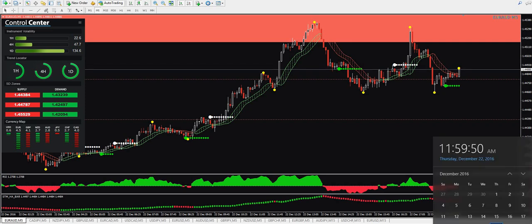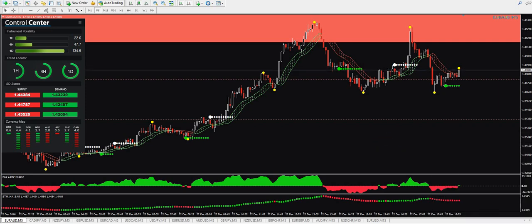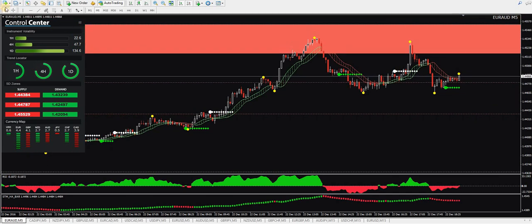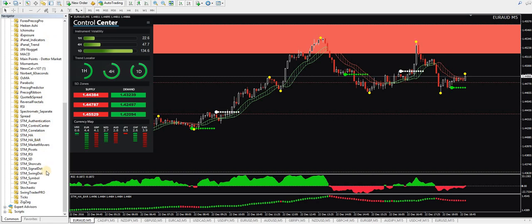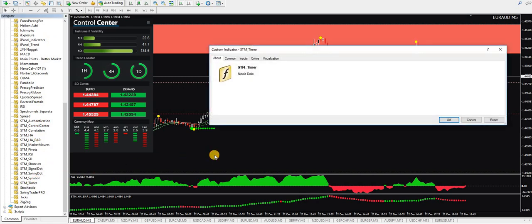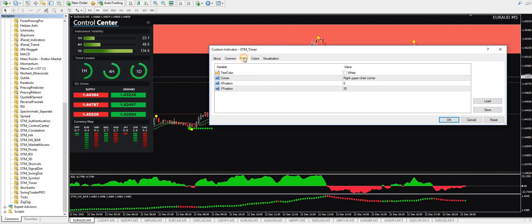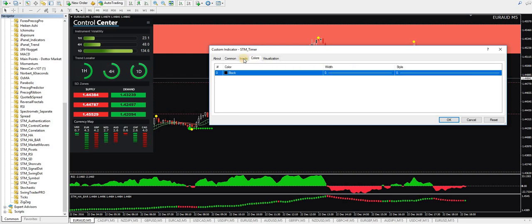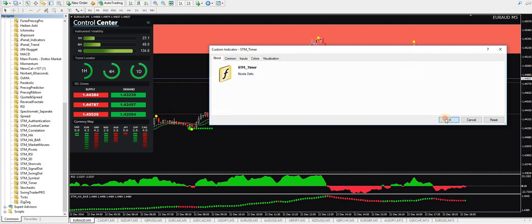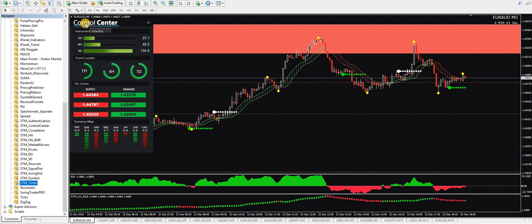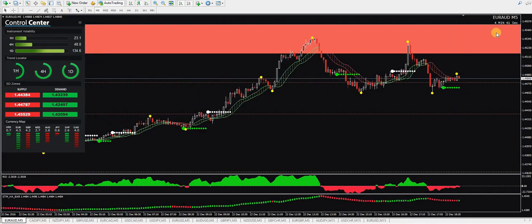All right, folks, it is now 12 o'clock. I was going through the members area, and I saw that the vendor just added the timer indicator. So I went ahead and uploaded that here. Let's see if we can take a look at it real quick. Right upper chart corner, text color white, that's fine. All right, very nice. Basically, what this is going to do is let us know when the current bar is coming to an end.